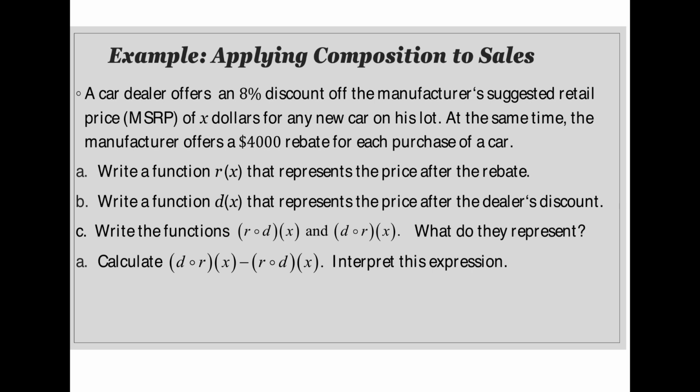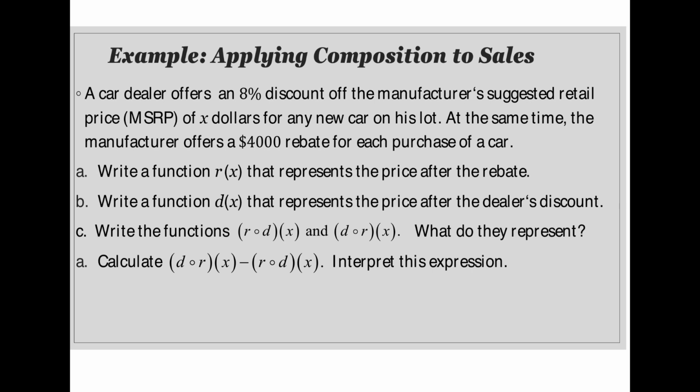First part, they say, let's write a function R of X that represents the price of the rebate. So there's two different layers here. We have the percentage discount, and then we have a rebate, and they're both coming off the price of my car. So we need to try to figure out a function that's going to represent both those things at the same time so that we can get both of our discounts. So you can see how that's kind of a two-stepper.